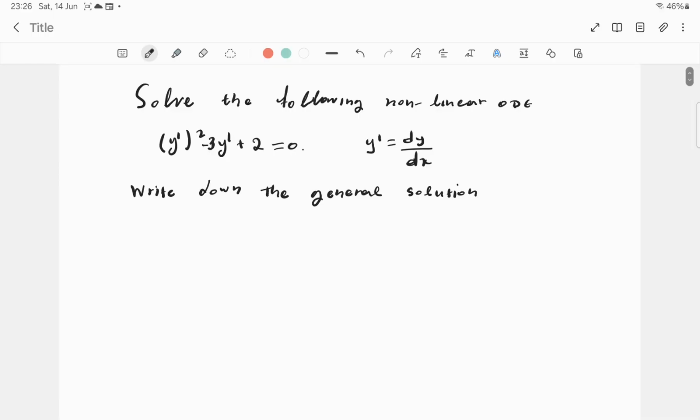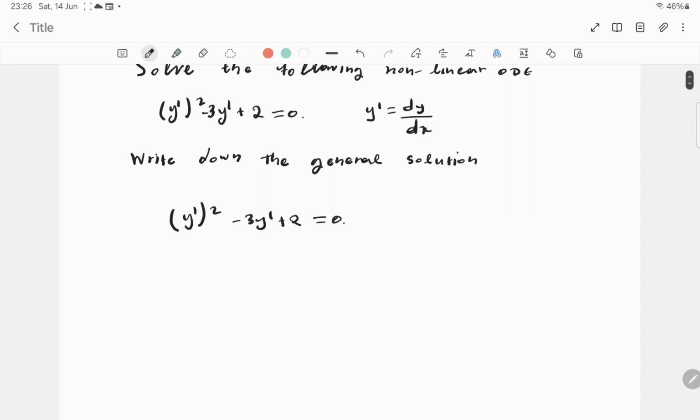Most of the time when we have a nonlinear ODE, it's not possible to write down the solution explicitly, but here in this case we can do some tricks. We have y prime squared minus 3y prime plus 2 is equal to 0. Okay, we change the variable w equals y prime, so my new variable is going to be w, and I have w squared minus 3w plus 2 is equal to 0.